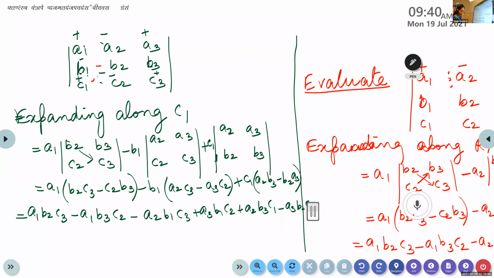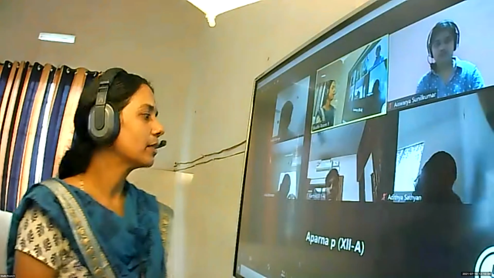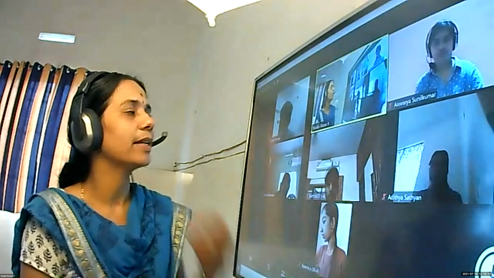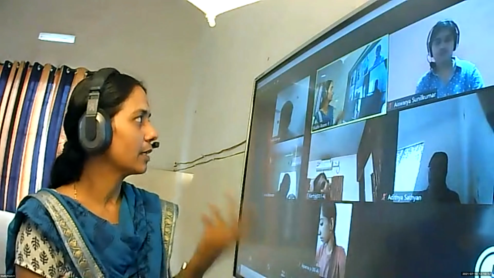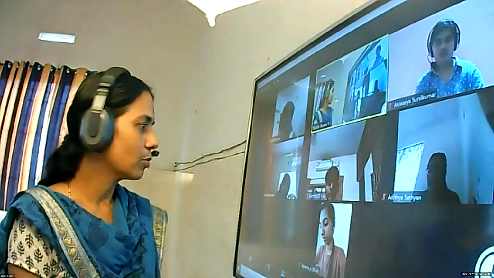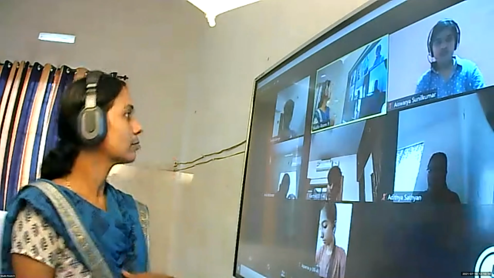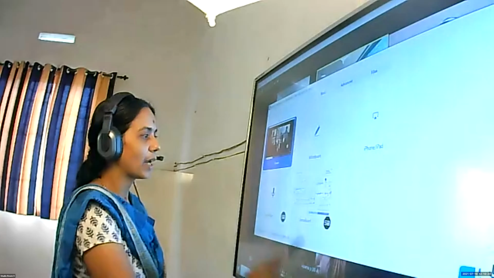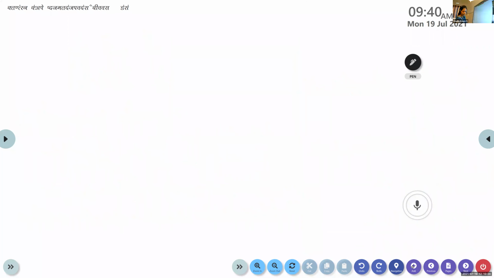Okay. This is how we expanded 2 by 2 matrix and 3 by 3 matrix determinants. This is how we find the determinant value of a square matrix. Is it okay? Shall we do problems based on this? Write the question. Evaluate the determinant.